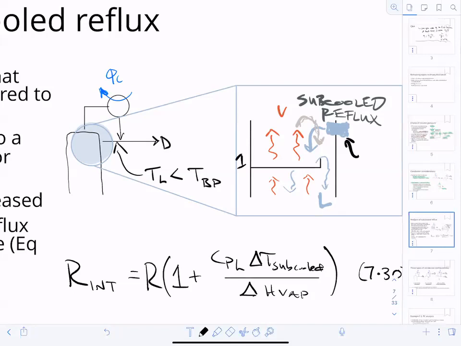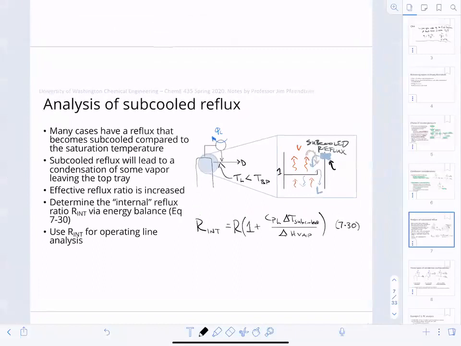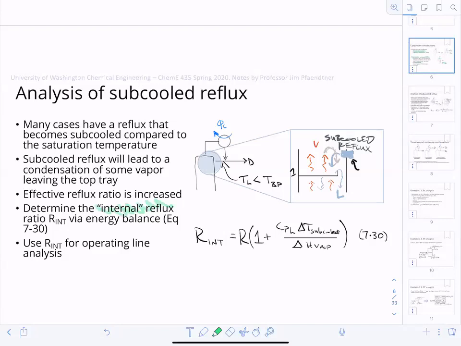Remember that the composition of that vapor and the composition of that reflux are identical unless we have a partial condenser. And because the compositions are identical, if the temperature of the liquid is lower, it's going to directly condense some of that vapor. So what that means is there will be an effective internal reflux ratio, because we're increasing what we call the effective reflux ratio. This is important because it will change the slope of our operating line. It's derived in more detail in the book, but in the binary distillation context with the McCabe-Thiele method, you can calculate this internal reflux ratio.